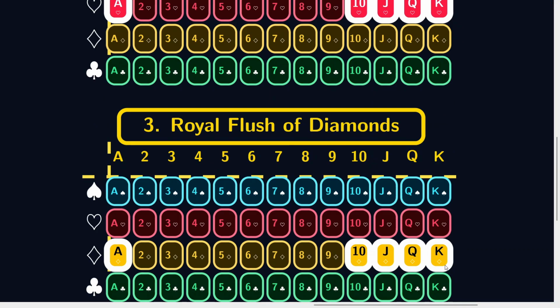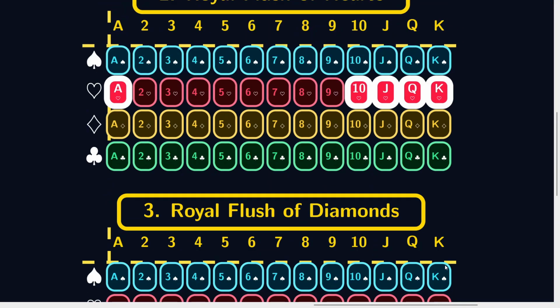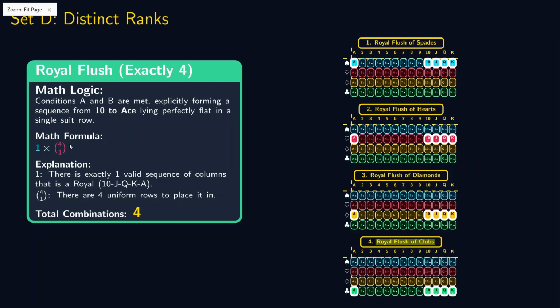That is all. Now the formula reflects this simplicity beautifully. We write it as 1, multiplied by 4, choose 1. The 1 captures the fact that there is exactly one valid sequence of columns that qualifies as a royal sequence, the sequence from 10 to ace. Just 1. No choices to make, no decisions about which columns to use. They are fixed. Then 4 choose 1 captures the choice of suit.